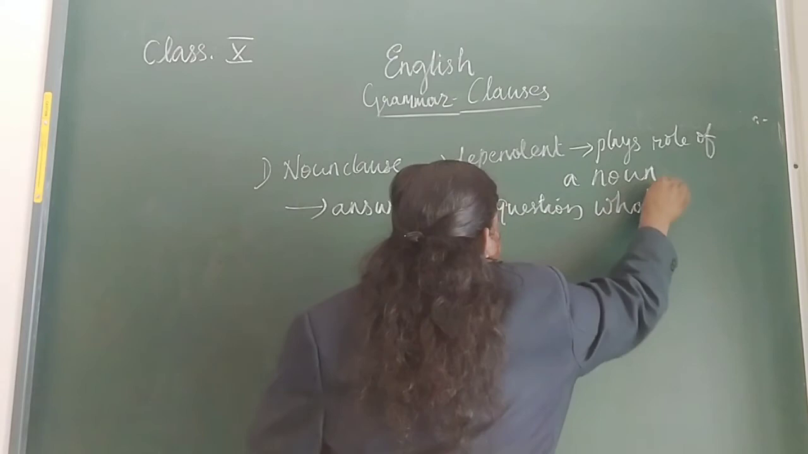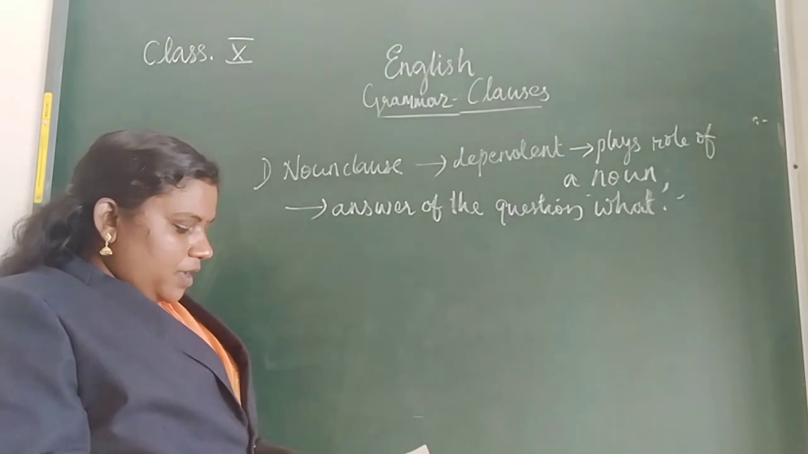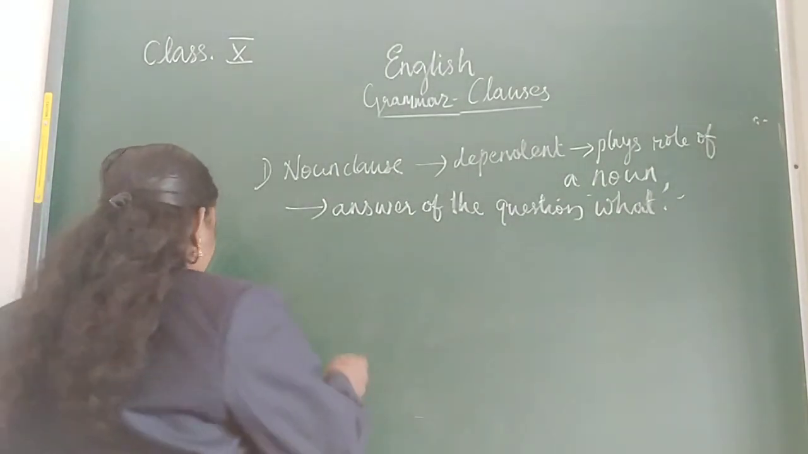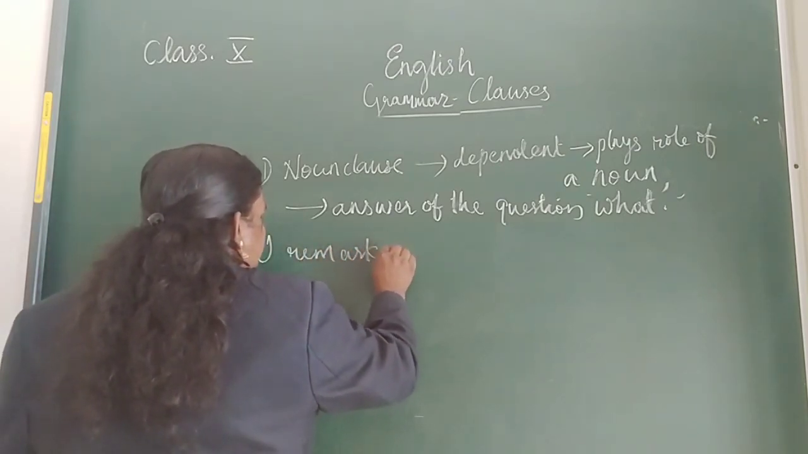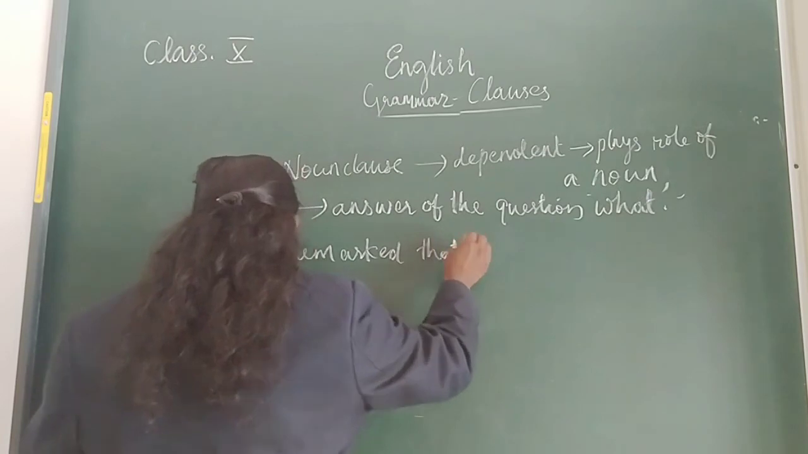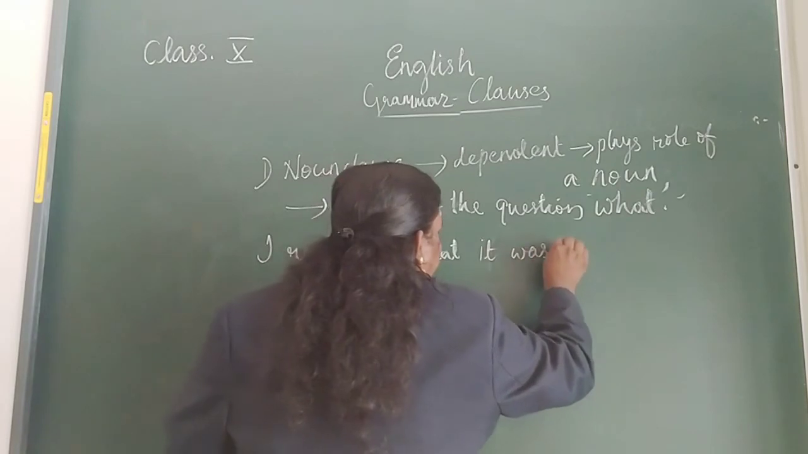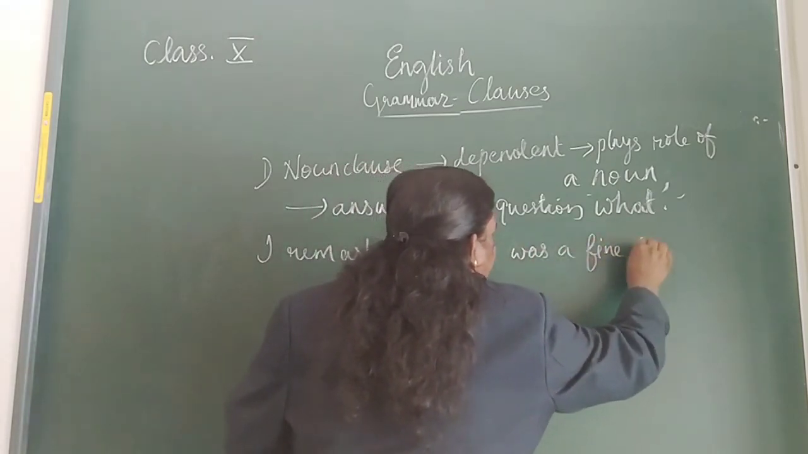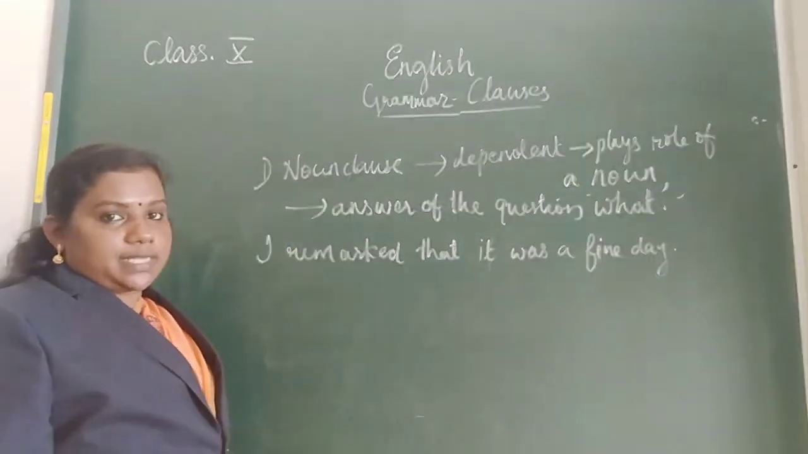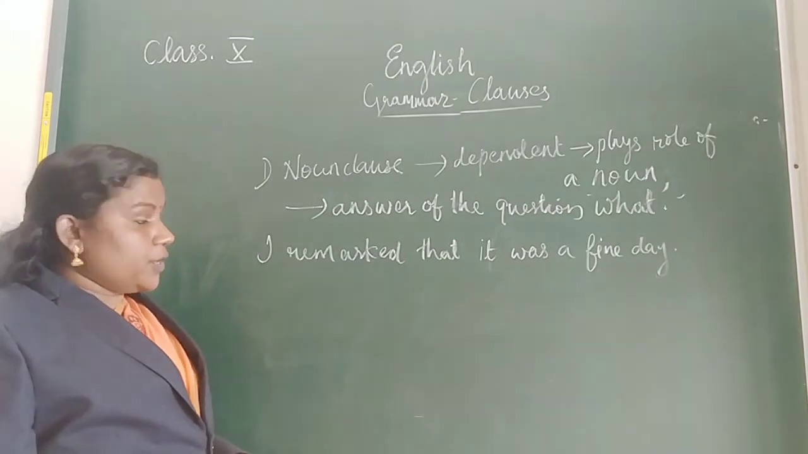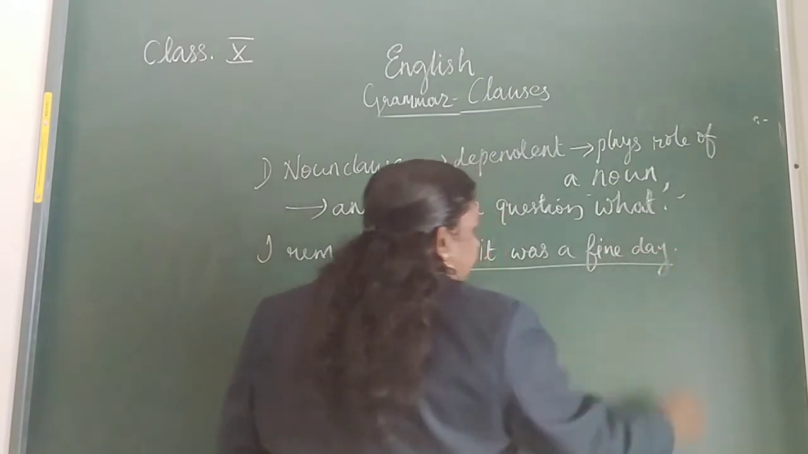What? Now you are getting little confusion, no? I'll explain to you. For example, I remarked that it was a fine day. See here students, this is one sentence. In this sentence, you can see a subordinated clause: that it was a fine day.